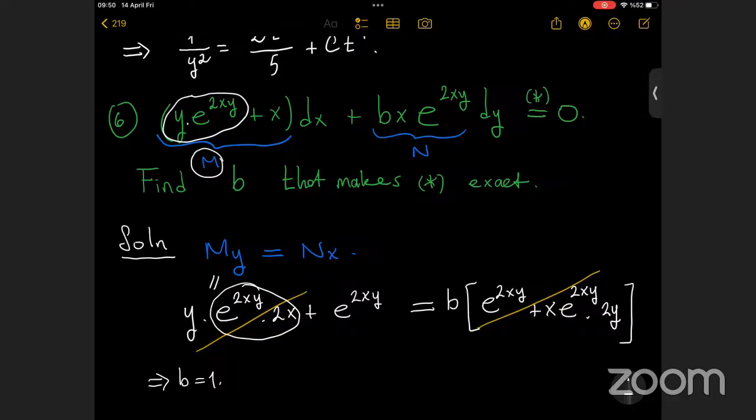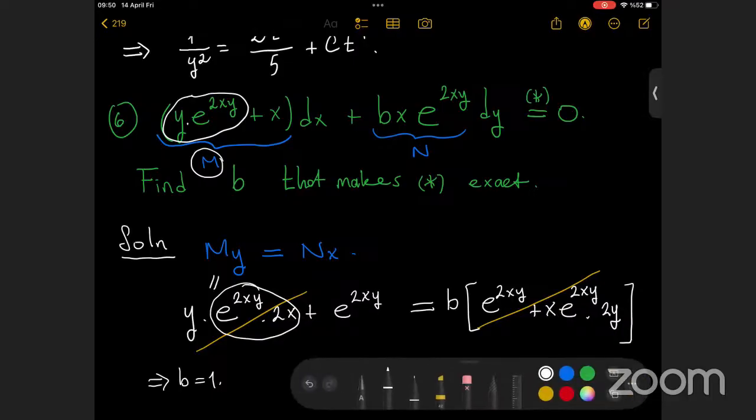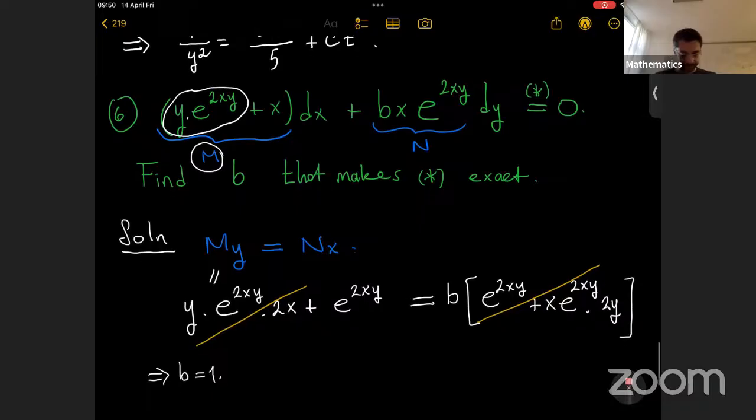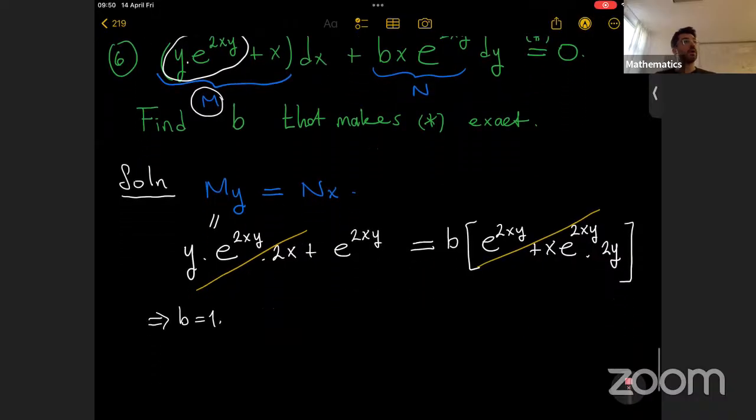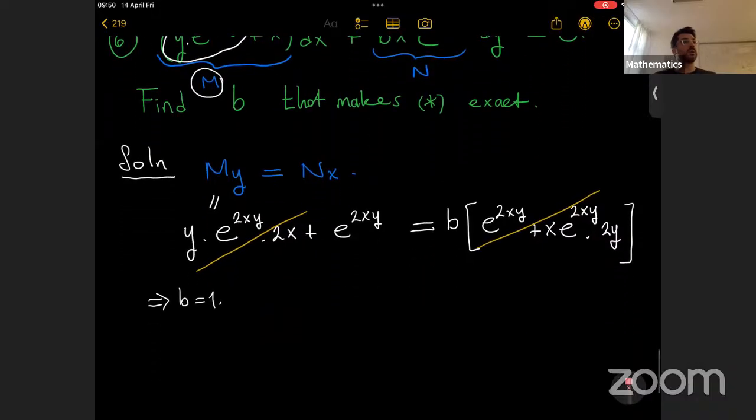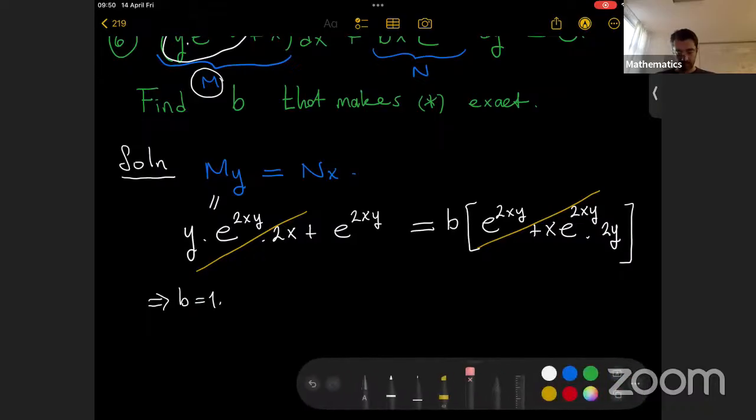Yes, okay hocam, okay, with respect to y. So that's it. Any question with this? So if b is equal to 1 here, it's an exact equation. Let's do another example.